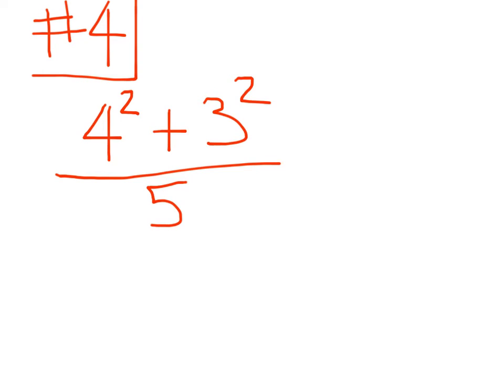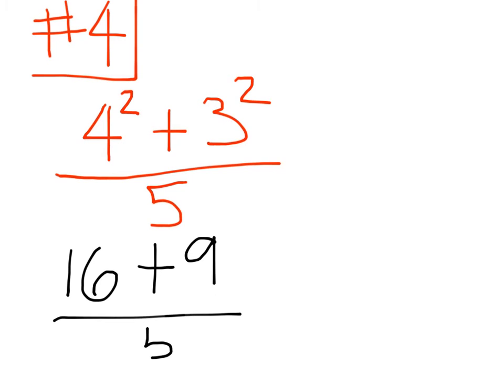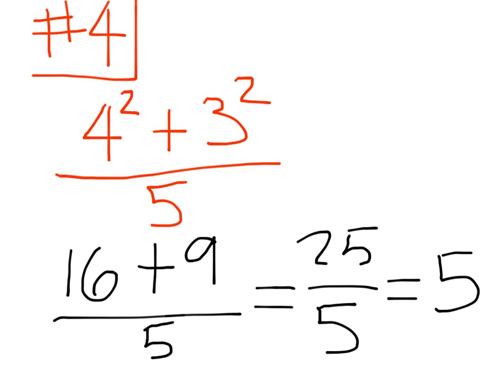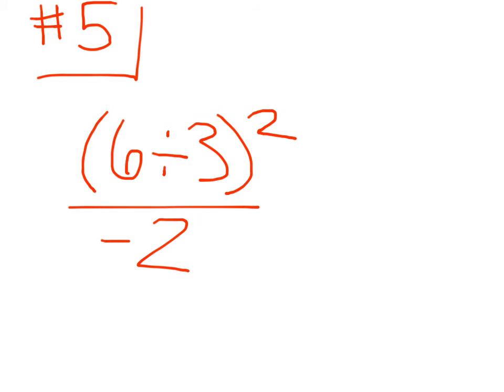Number 4. Okay, we'll just do this one real fast too. 4 squared would be 16. 3 squared would be 9. 16 plus 9 is 25. And 25 divided by 5 would be 5. Number 5. Alright, and the answer for that one was negative 2.